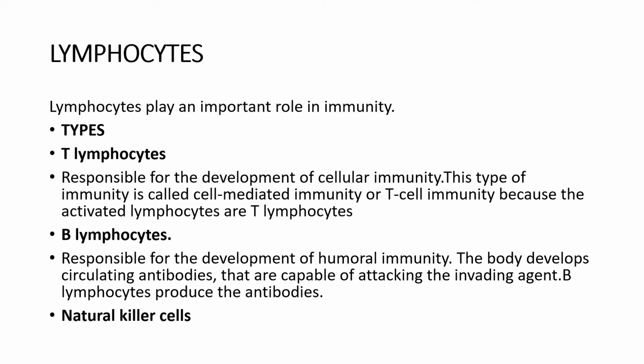Lymphocytes. Lymphocytes play an important role in immunity. T lymphocytes and B lymphocytes are the cells of acquired immunity. Types. T lymphocytes. T lymphocytes are responsible for the development of cellular immunity. This type of acquired immunity is achieved through the formation of large numbers of activated T lymphocytes that are specifically crafted in the lymph nodes to destroy the foreign agents. This type of immunity is called cell-mediated immunity or T-cell immunity because the activated lymphocytes are T lymphocytes.